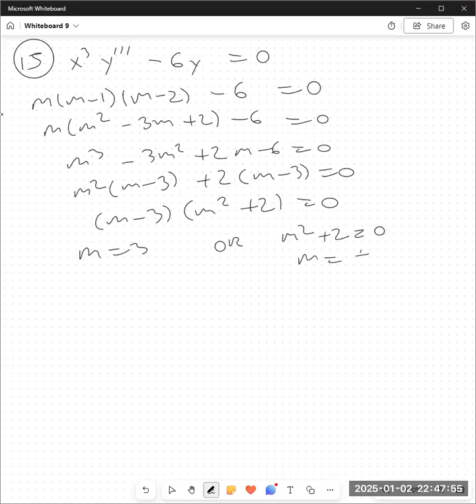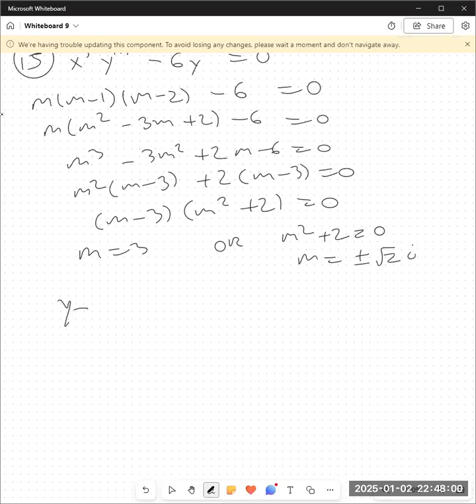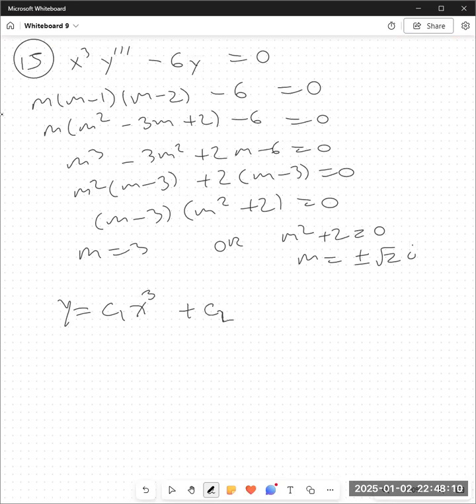m equals plus or minus √2 i. y equals c1 x to the 3 plus, and that real part is 0, so c2 cosine of √2 ln of x plus c3 sine of √2 ln of x.